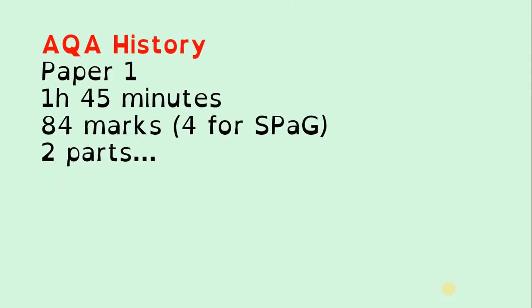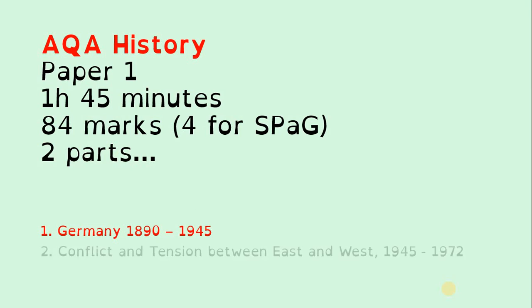So that brings us to the first part of paper 1. So remember, it's 1 hour 45 minutes, 84 marks, and 4 for spelling and grammar, so about 5%. The two parts are Germany 1890 to 1945, which we're going to look at now, as well as conflict and tension between East and West 1945 to 1972.